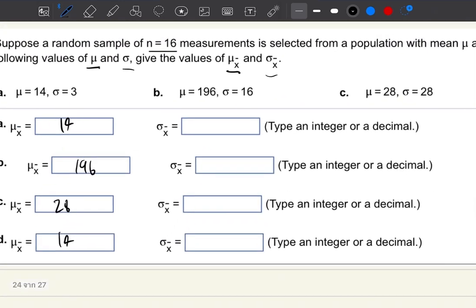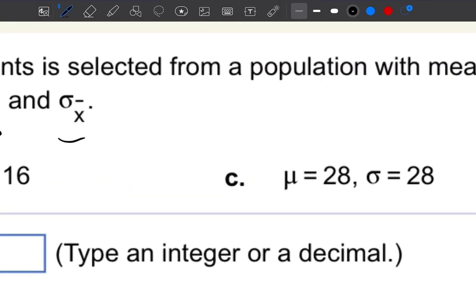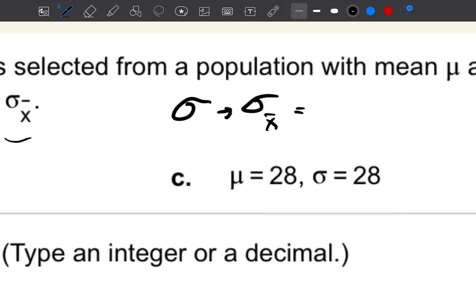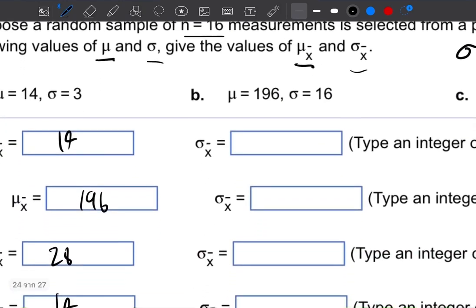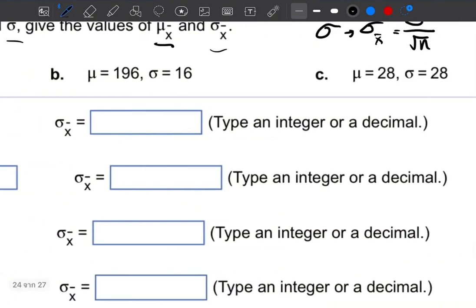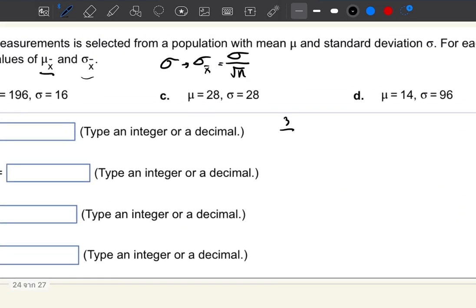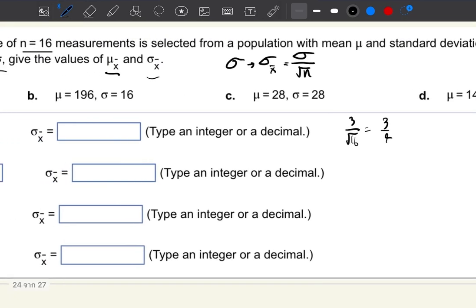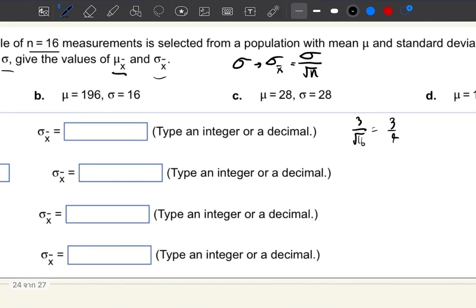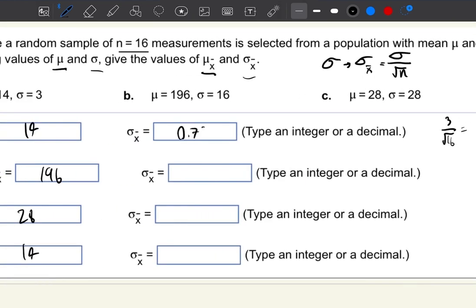And then for standard deviation, to convert from normal standard deviation to standard deviation of sampling distribution, we need to use standard deviation divided by square root of n. For A, the standard deviation is 3 and n is 16, so it's 3 over square root of 16, which is 3 over 4. So it's going to be 0.75.